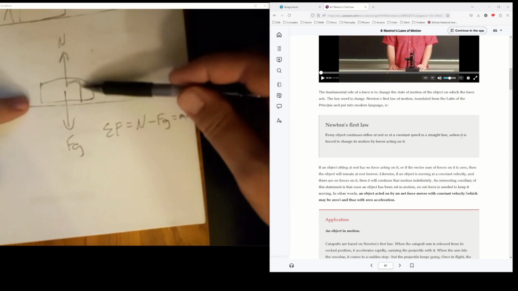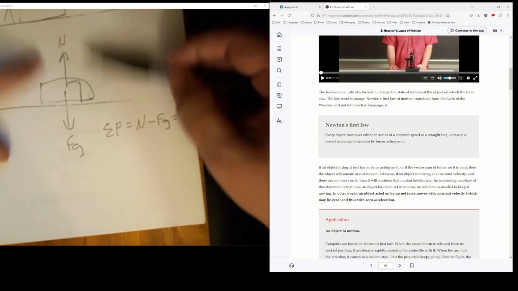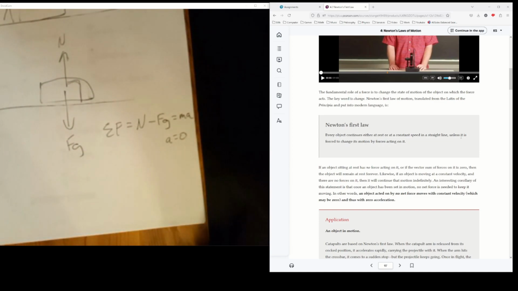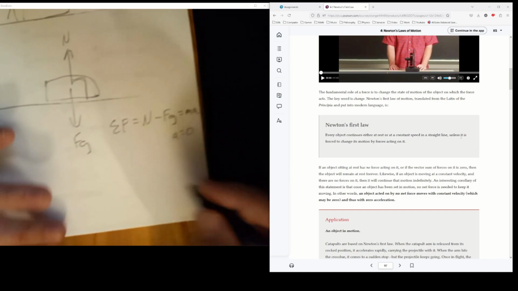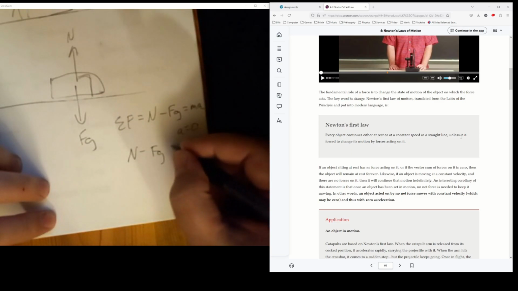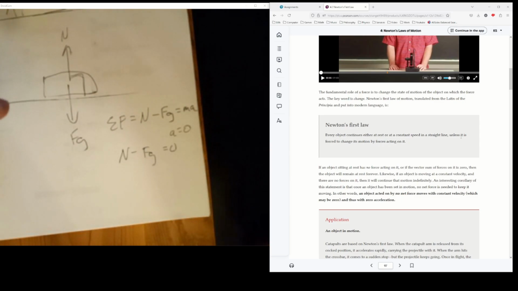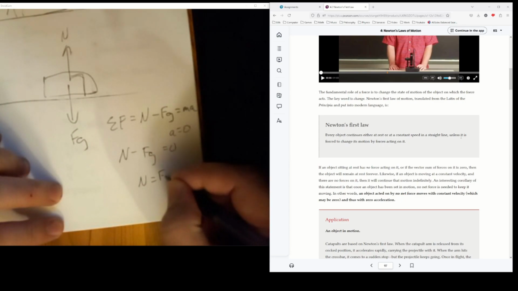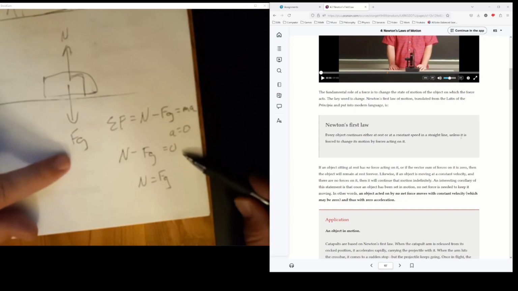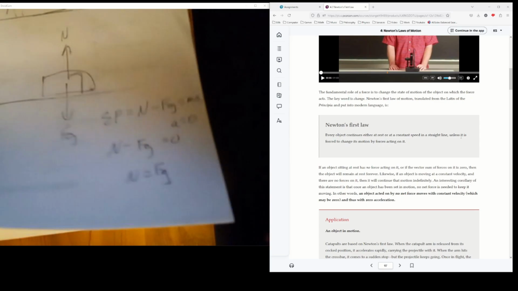However, my book isn't moving up or down. It's just sitting there. So that means the acceleration must be zero. And then we get the equation: normal force up, gravity down, has to equal zero because it's not accelerating. And then we get that these two forces would have to be equal. This is true for something that's standing still, but this can also happen for things that are going at constant velocity.